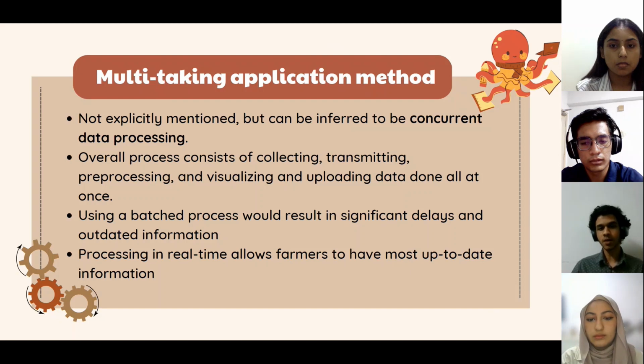If instead you were to do this in a batch process, that would result in significant delays, because you need to wait for a batch of sensor data to be prepared, and then you need to send that batch at once, and then you need to process it, and then you have to do it all in sequence, and that will cause delays. So doing this in real time allows the farmers to have the most up-to-date information.